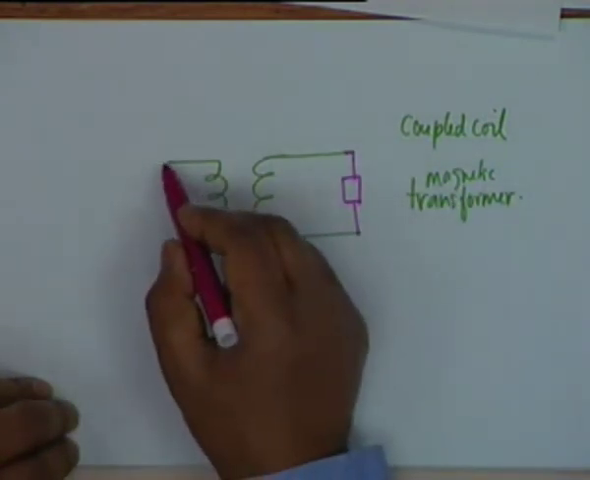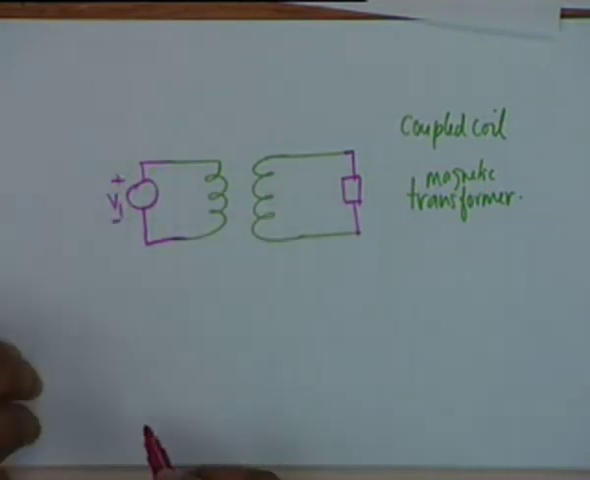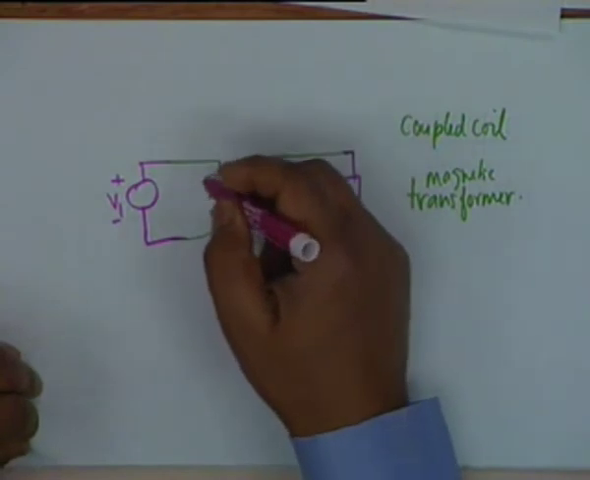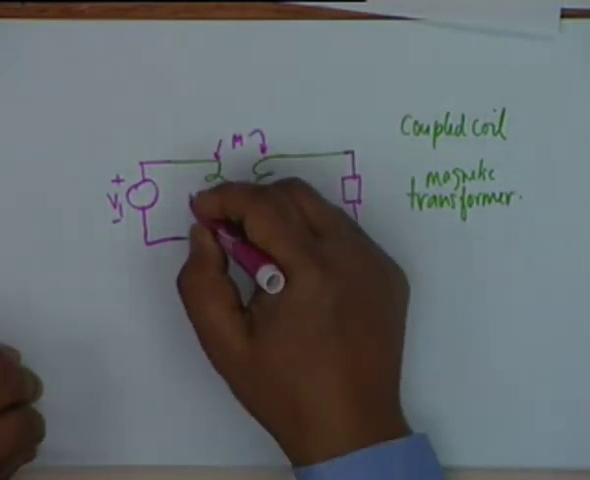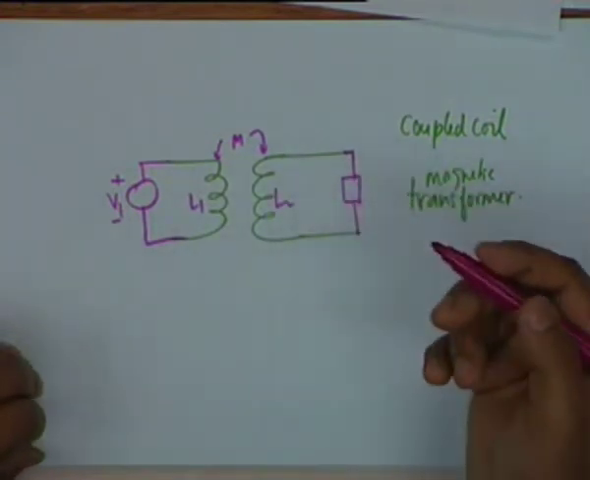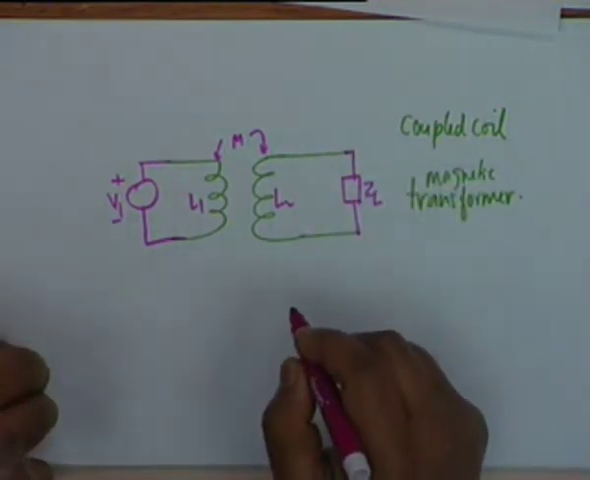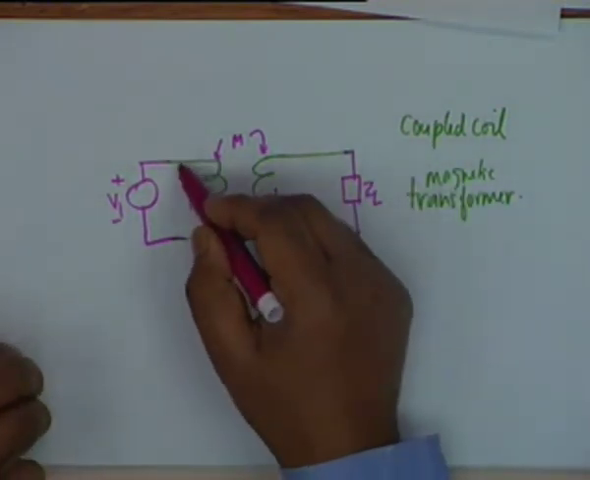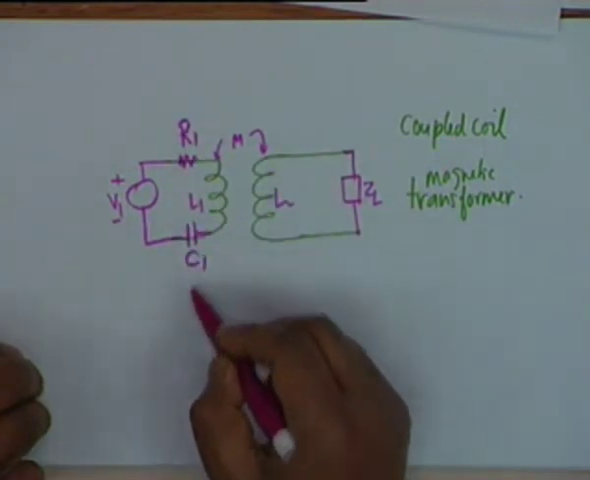and we have a voltage source here V1. The mutual inductance is M, this is L1, this is L2, this could be capacitance, resistance, or whatever it is, let us call it ZL. There may be other elements here, for example one could have a resistance R1, let us also introduce a capacitor C1.